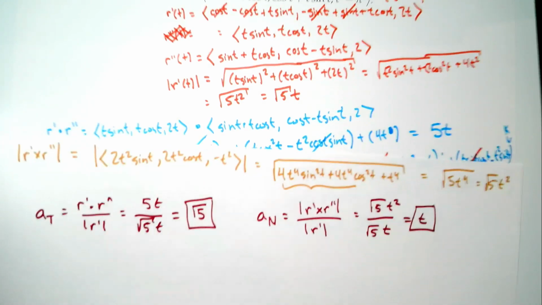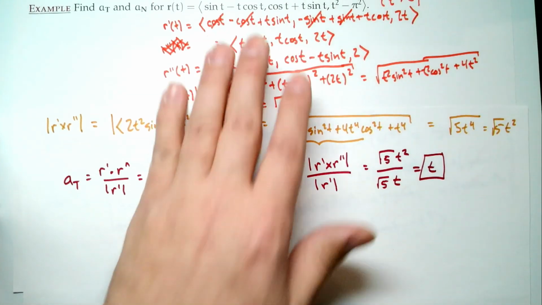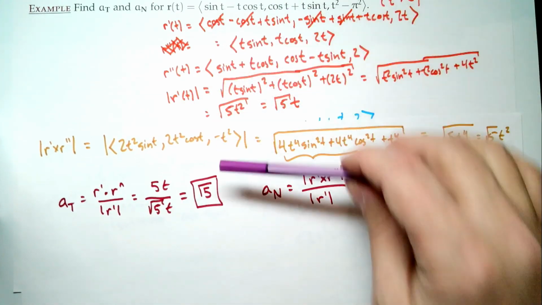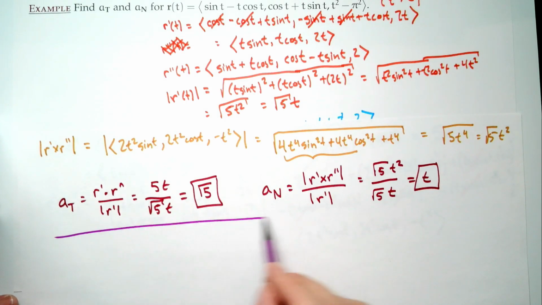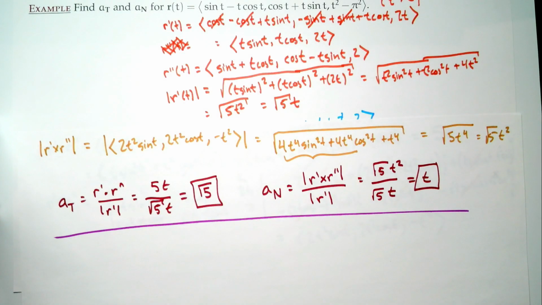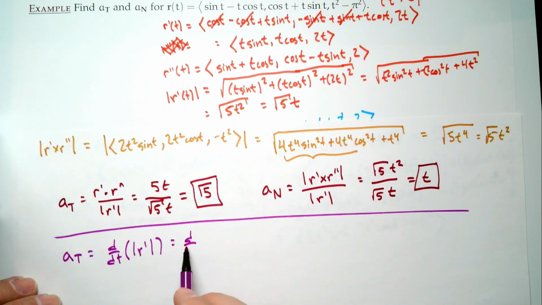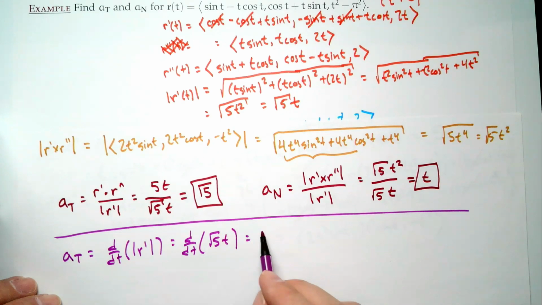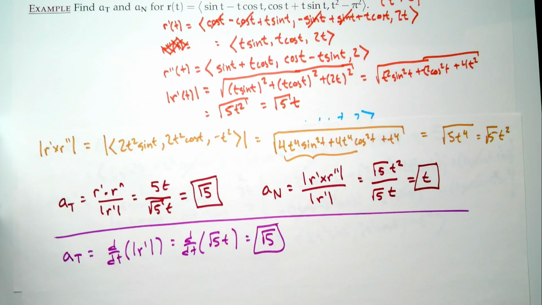Round 2, here we go. We don't need that part anymore. We're doing algebraic. Now remember the algebraic, you still had to do all this stuff, but there was one other thing you needed for algebraic, but we'll get to that in a moment. All right. Now algebraic, a sub t, that's the derivative of the magnitude of r prime, which is the derivative of the square root of 5 times t, which is square root of 5. Done with that a sub t. Now you might say, that was faster. Well, that's just perception. We haven't done a sub n yet.